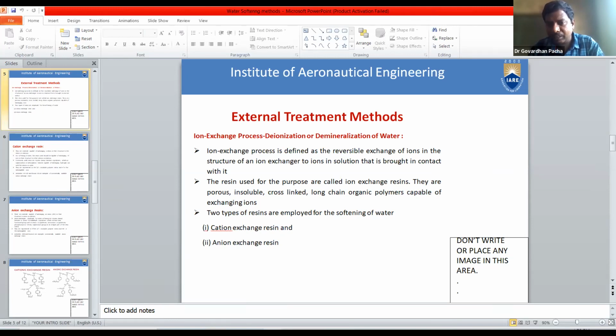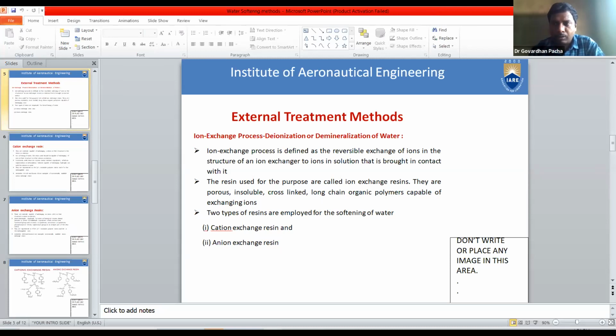Whereas anion exchange resins are nothing but amine groups, amine linked with quaternary ammonium salts or tertiary ammonium salts. So NH2 linked with the OH minus ions. So these OH minus ions can act as exchangeable ions. Okay, now see the process.